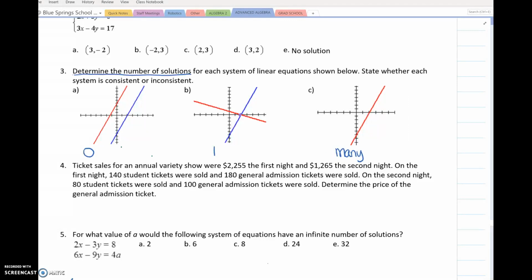The second part of this says, state whether each system is consistent or inconsistent. Consistent means solutions. So one solution, that one would be consistent. Many solutions, that one would be consistent. No solutions in A, that would be inconsistent.